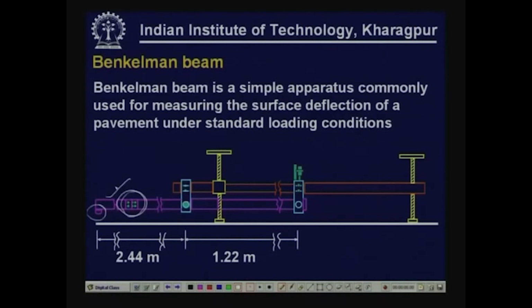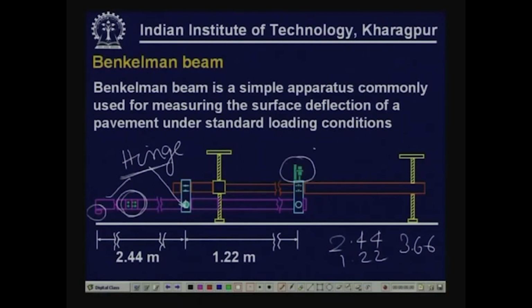The practical length of the beam that we are going to utilize is 2.44 plus 1.22, that is 3.66 meters. As you can see here, from the probe point, that is the point at which we are going to measure the deflection of the pavement, to a hinge. So, the beam is hinged here and this is where we are measuring the deflection. We are using a dial gauge here.